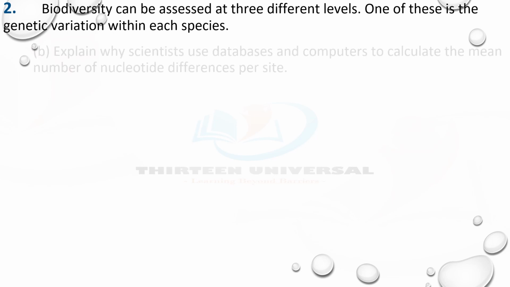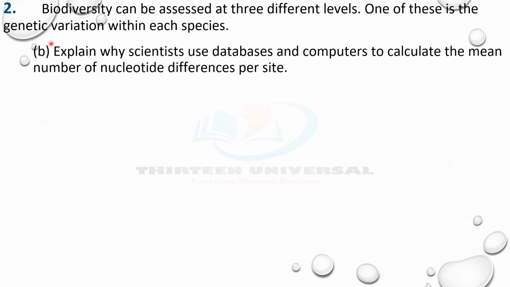The same question. Okay, then the next one says biodiversity can be assessed, that we have done that. Explain why scientists use databases and computers to calculate the mean number of nucleotide differences per site. Now, why do you use databases and computers? This is bioinformatics, guys. This is asking you for the importance of bioinformatics. Okay, now this database, pause the video and try it.